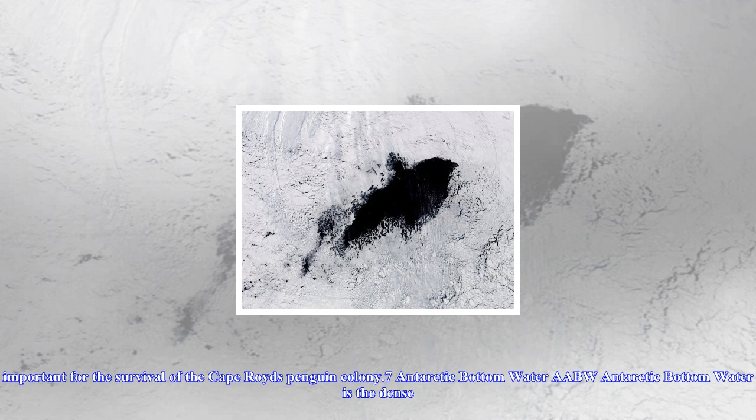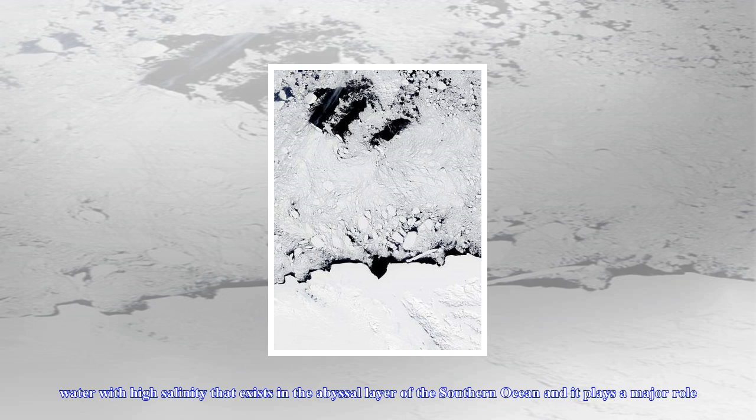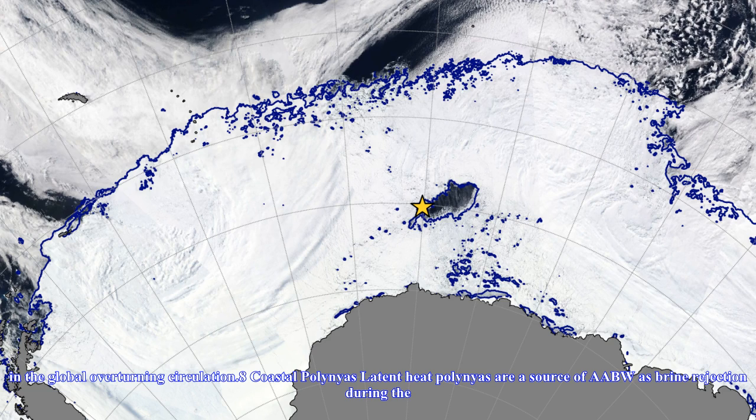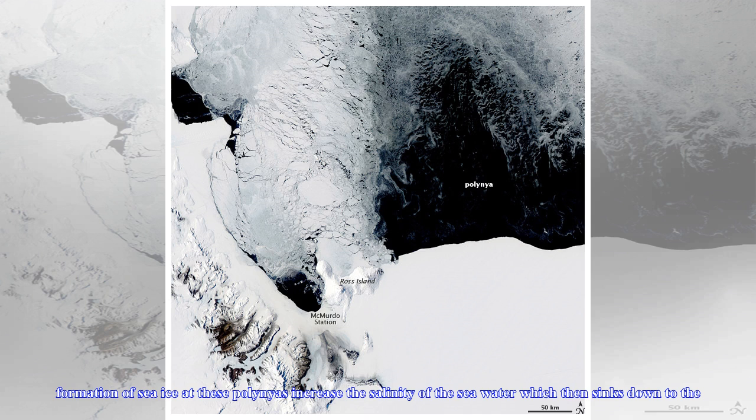The presence of polynyas in McMurdo Sound in the Antarctic provides an ice-free area where penguins can feed, so is important for the survival of the Cape Royds penguin colony. Antarctic bottom water, AABW. Antarctic bottom water is the dense water with high salinity that exists in the abyssal layer of the Southern Ocean, and it plays a major role in the global overturning circulation.